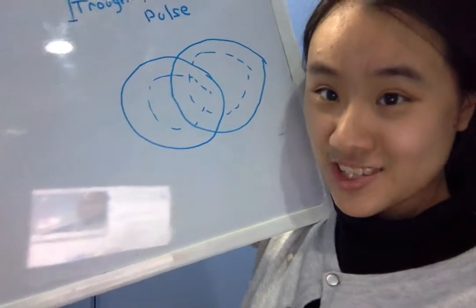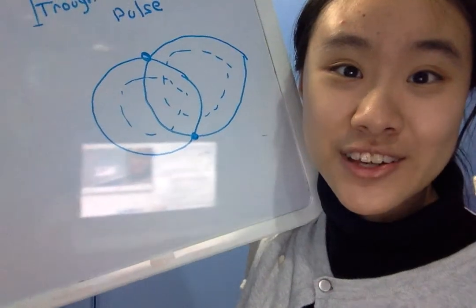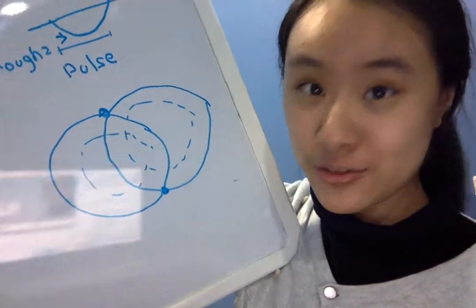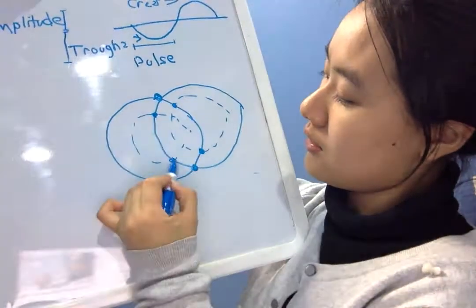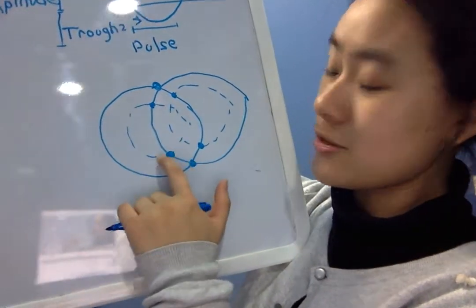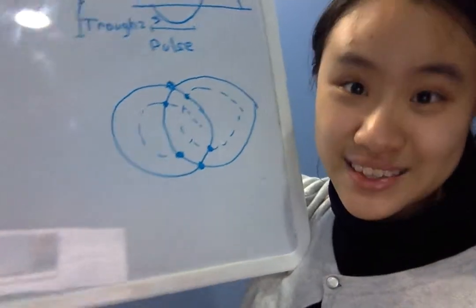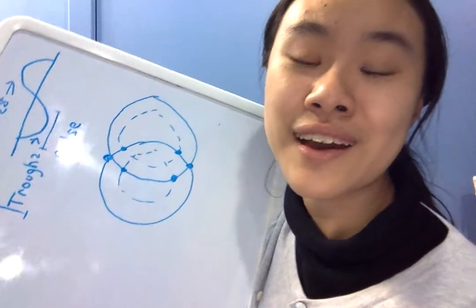Okay, as you can see, at this point, the crest interferes with the crest, and these are the points where they constructively interfere. And at this point, the crest interferes with a trough. Crest, trough, crest, trough, crest, trough. These are points where they destructively interfere. So that's another way you can identify and differentiate constructively interfered from destructively interfered waves.